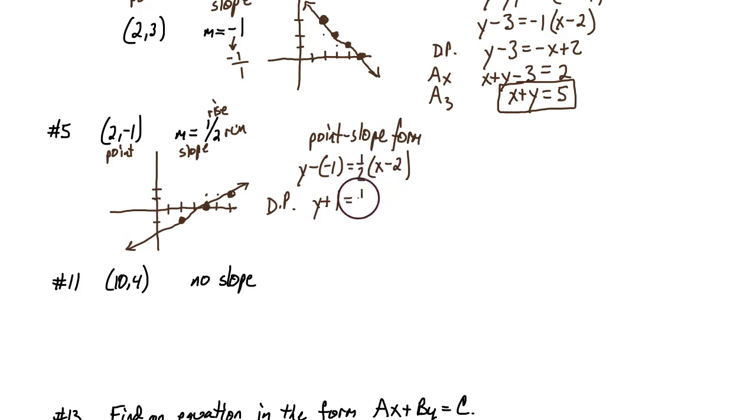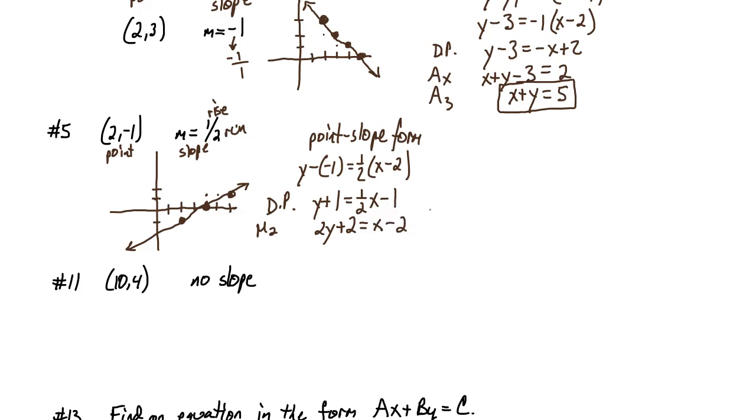1/2 times x is 1/2 x. 1/2 times -2 is -1. In the form we're trying to create, there are no fractions. So let's multiply everything by 2 to remove the denominator. Y times 2 is 2y. 1 times 2 is positive 2. 1/2 x times 2 is just 1x. And 1 times 2 makes a -2.